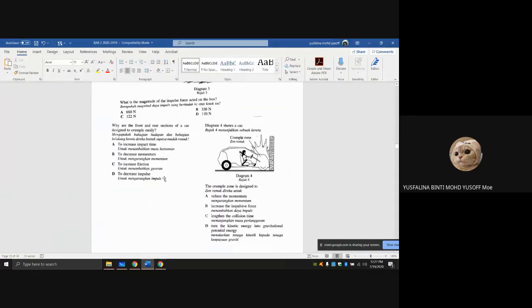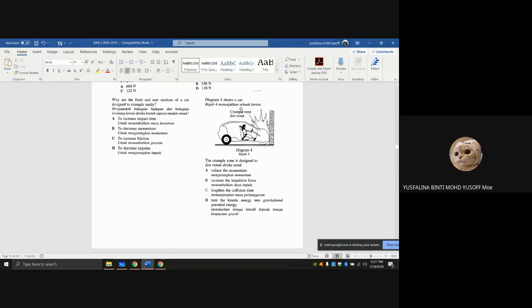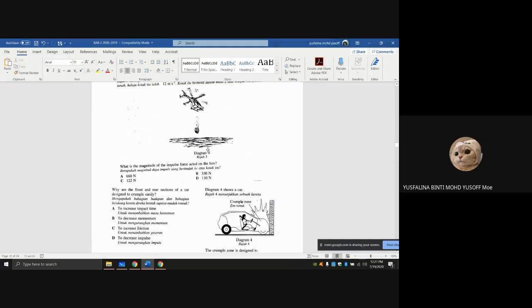These two questions are the last ones before we stop. Why are the front and rear sections of a car designed to crumple easily? This one is to increase the impact time. If you increase the impact time, the impulsive force will decrease. Diagram 4 shows a car. This is the same as the previous question. The crumple zone is designed to lengthen the collision time. So this is all about the impulsive force.